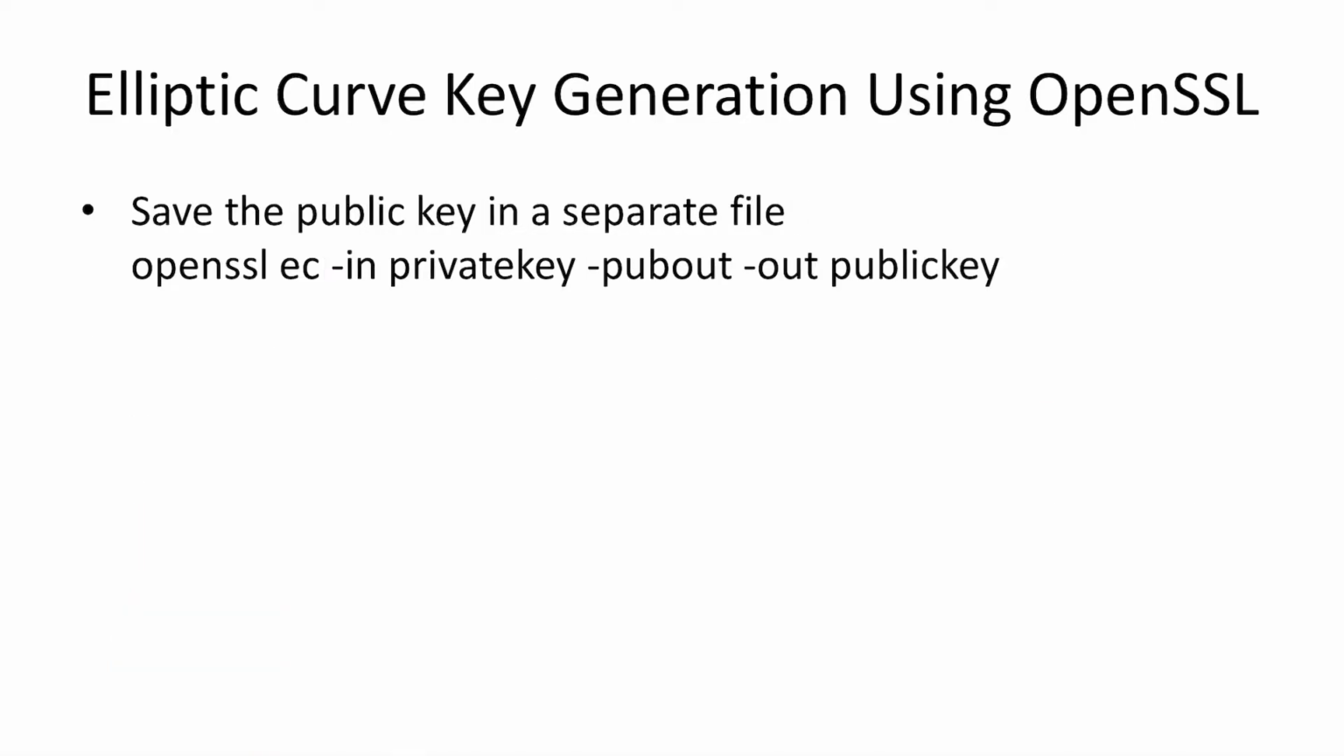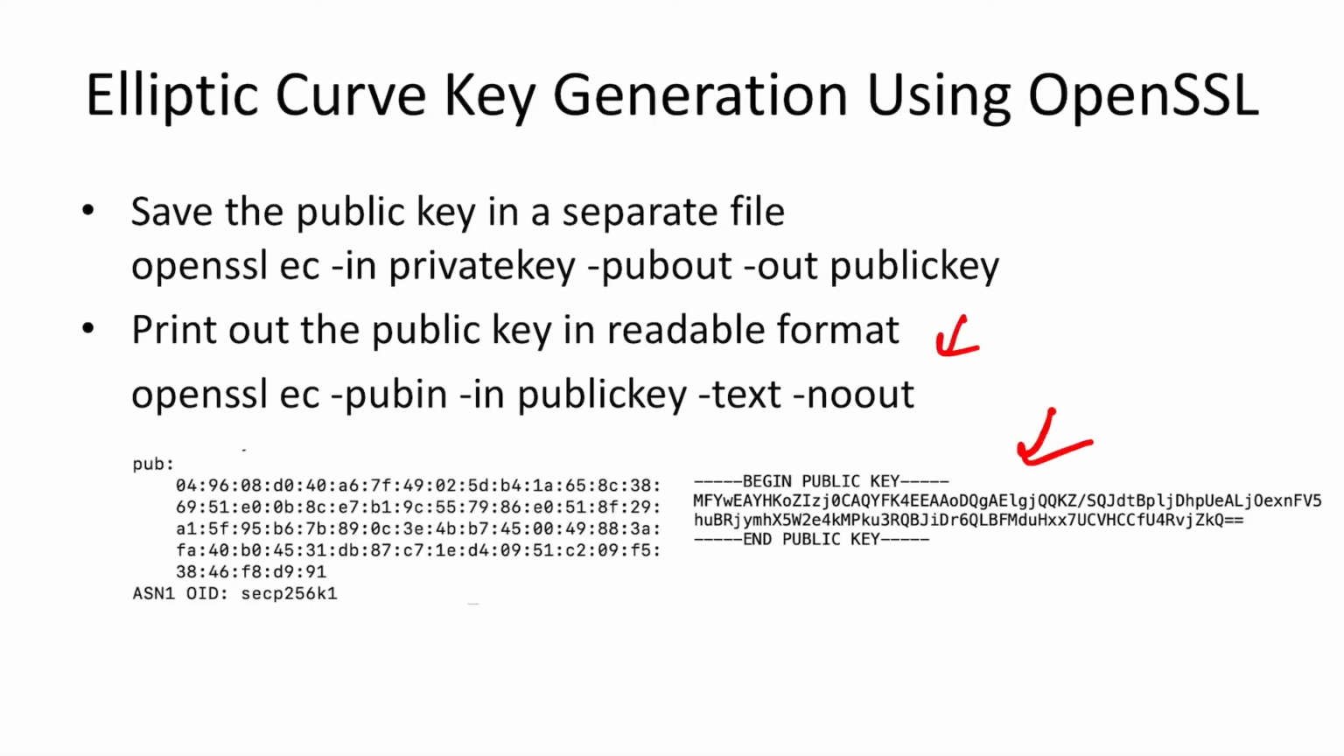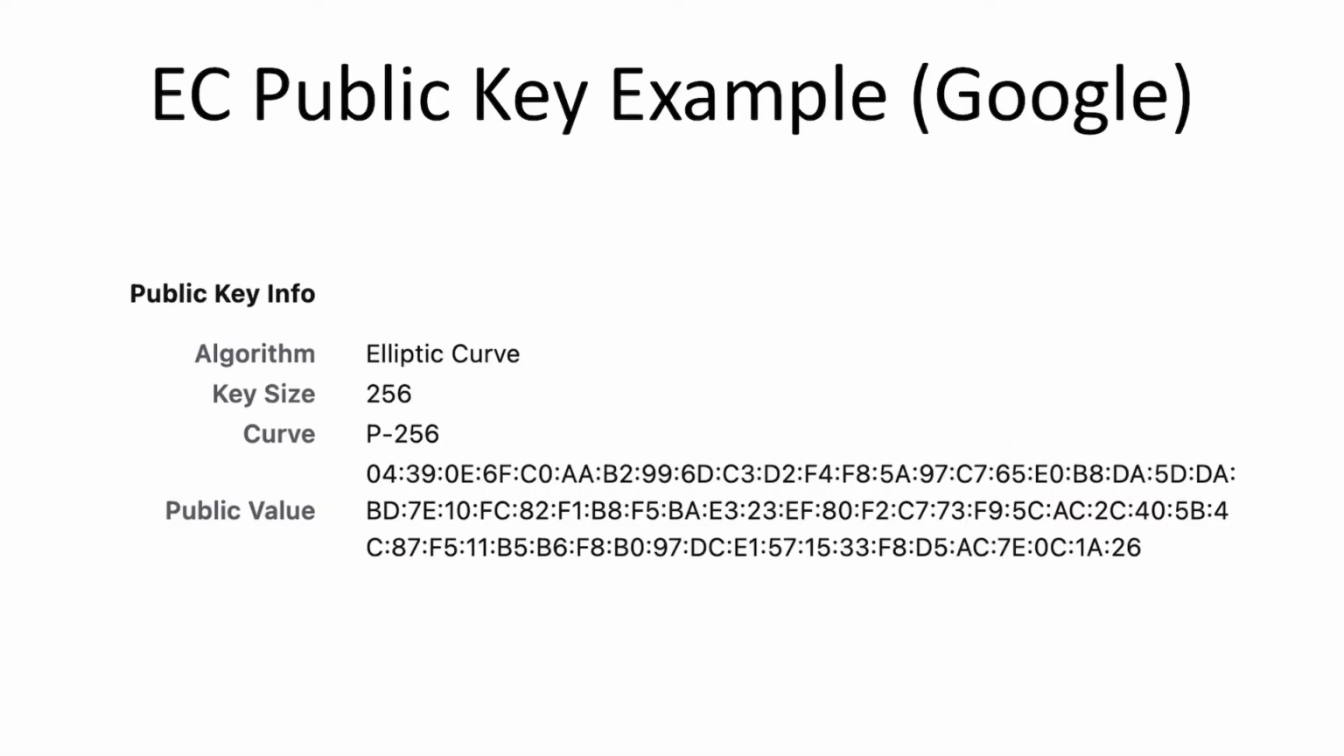You can also export the public key from this key pair into a separate file to be able to share it publicly with others. So here is the command that you can use to do that. Again, this will generate a base64 encoded file, which will look something like this. And so if you want to see the contents in a readable format, you can use this command, and that is going to display the value of the public key like this. And you can also again see which curve is used to calculate this public key.